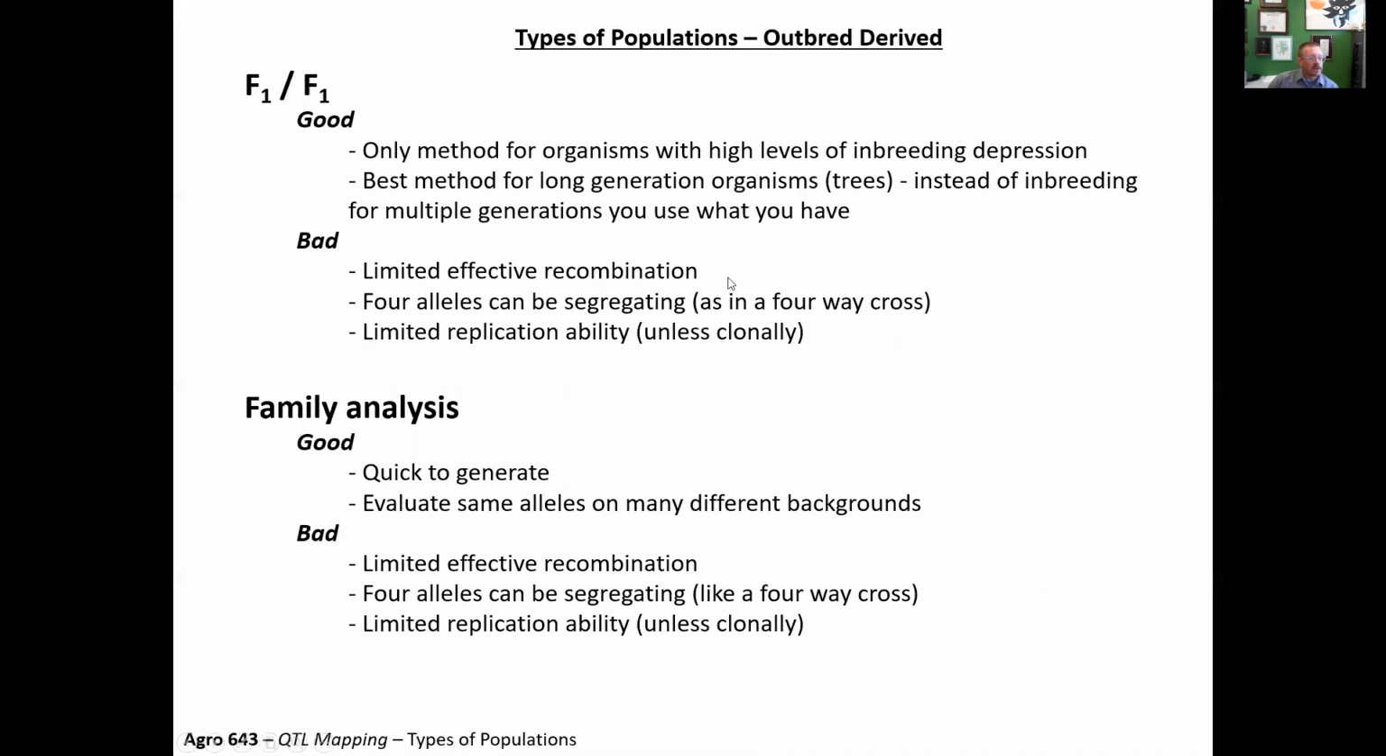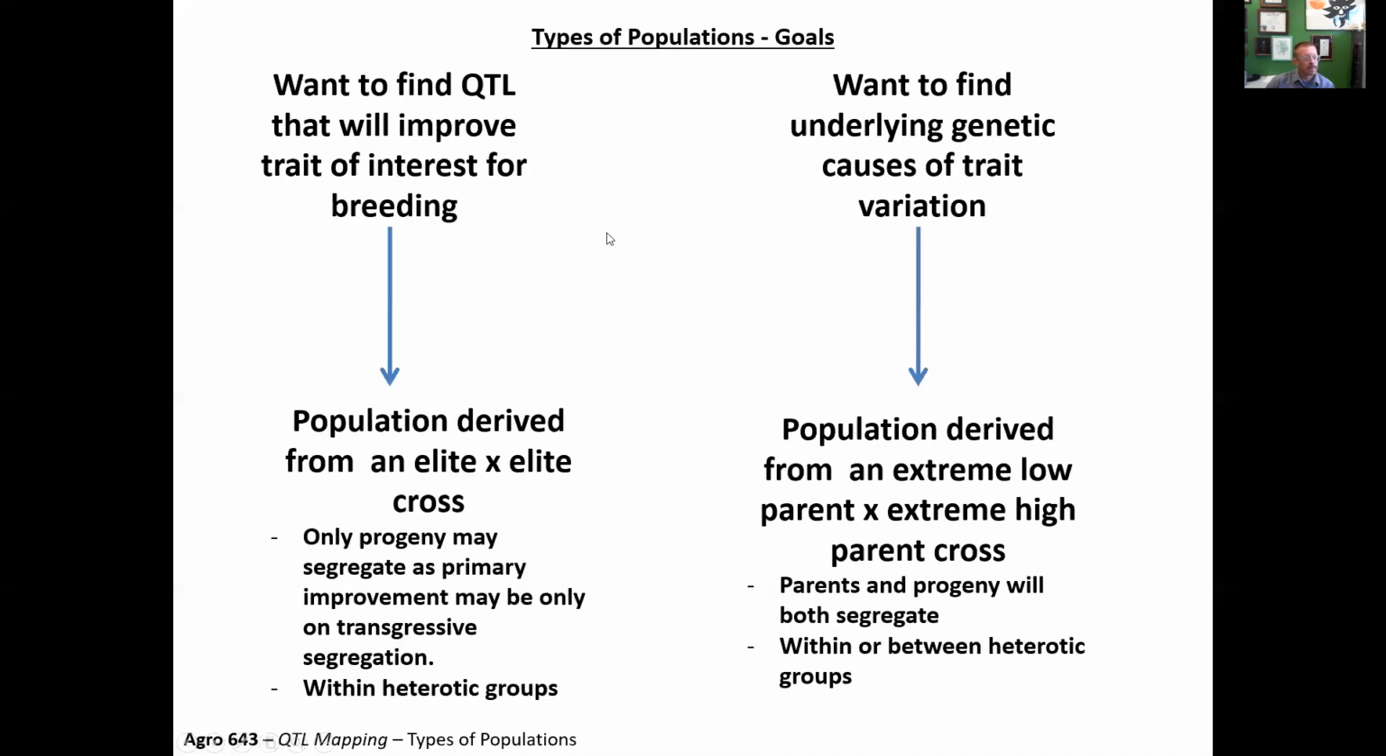Sometimes you don't have the opportunity to develop inbred lines, and so we sometimes see F1 crosses or family types of analyses. Now, I don't particularly do a lot of these myself, so I can't go into too much detail here. But I think cassava requires outcrossing. I don't think you can have inbred cassava genotypes, so you might use a method like this. And of course, a lot of trees also use this because they just don't have the time to do the inbreeding needed. Okay, so let's go back to goals here.